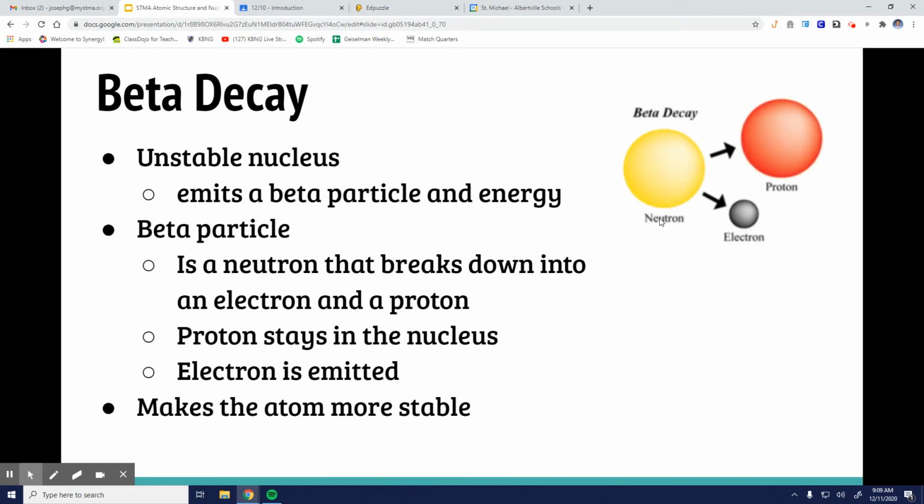So what happens is a neutron undergoes a change. The positive piece of the neutron and most of the mass stays in the nucleus as a proton. And then the electron is shot out into the area outside of the nucleus.